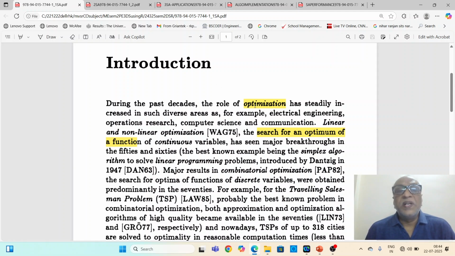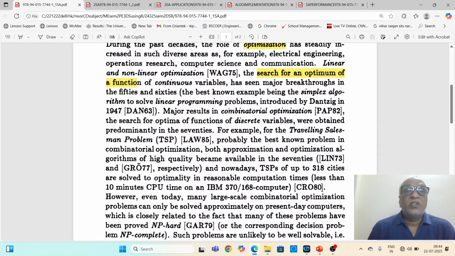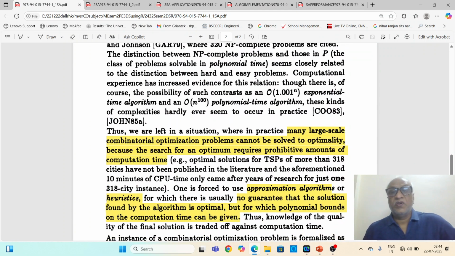We know the importance of optimization, right? We are always in search of an optimum function of a continuous variable. Many large-scale combinatorial optimization problems cannot be solved to optimality because the search for an optimum requires prohibitive amounts of computation time. Here the example of the traveling salesman problem is given, with more than 318 cities. 10 minutes of CPU time only came after years of research for just one 318-city instance.